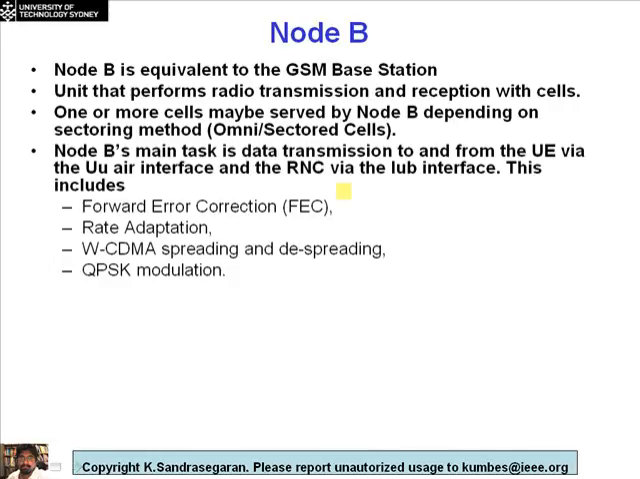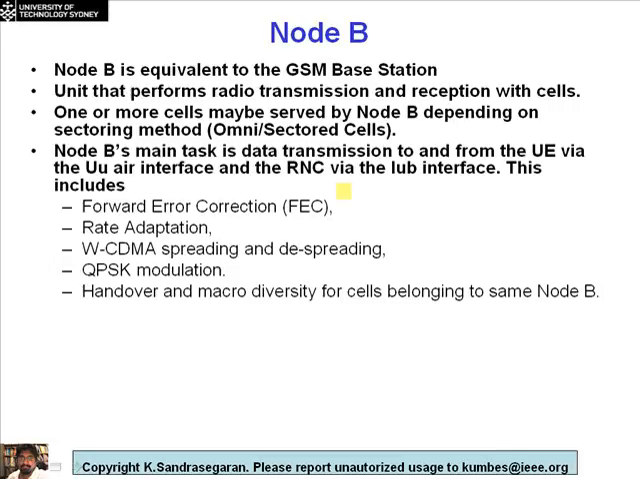Modulation. Modulation is a technique that's used for transmitting data over large distances, and QPSK modulation is used in Node B. Handover. There are many types of handovers, but one type is performed when there are handovers within a Node B, because a Node B could have many sectors. When there are handovers within sectors associated with one Node B, those handover functions are performed by Node B.